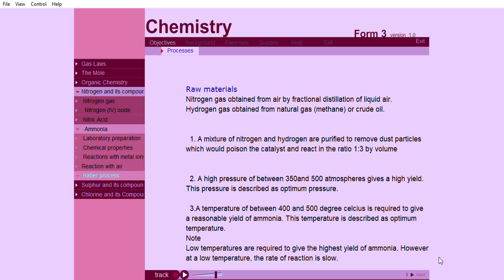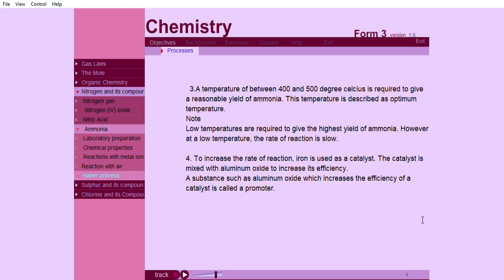Step 4. To increase the rate of reaction, iron is used as a catalyst. The catalyst is mixed with aluminium oxide to increase its efficiency. A substance such as aluminium oxide, which increases the efficiency of a catalyst, is called a promoter.